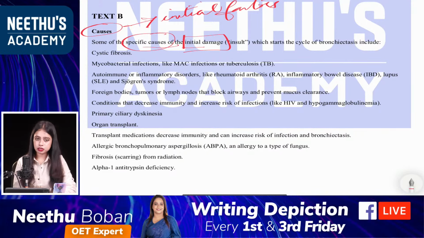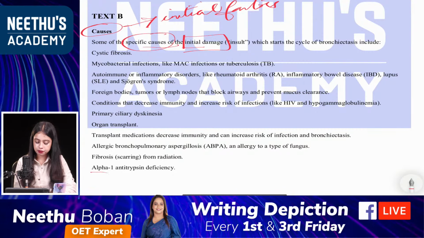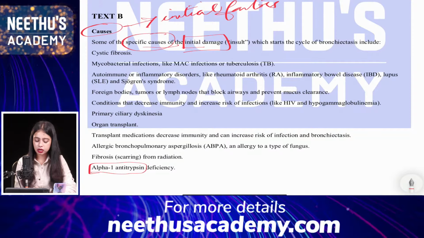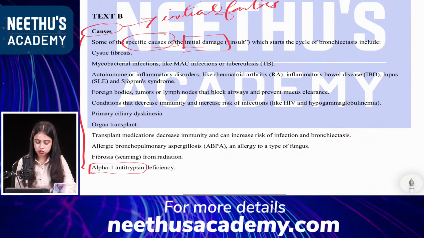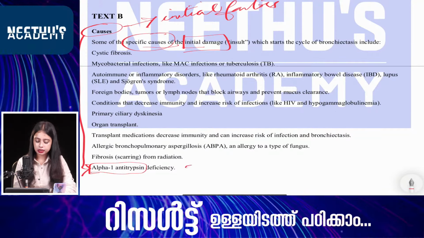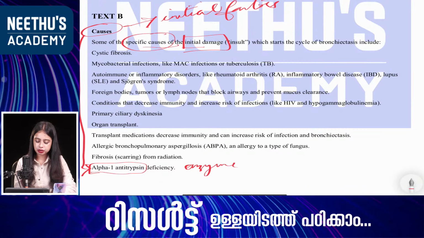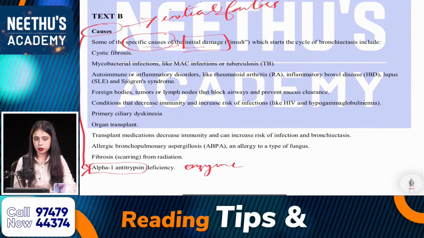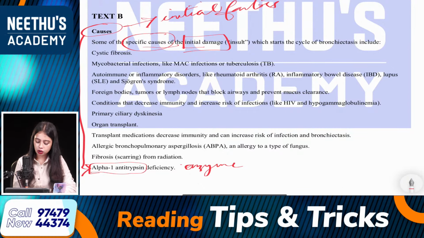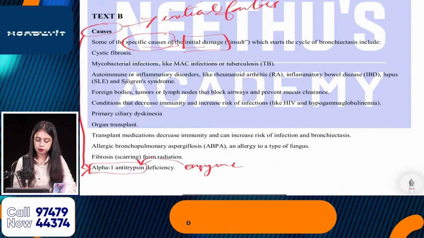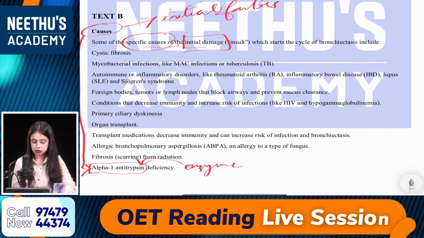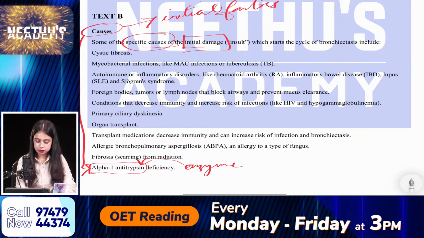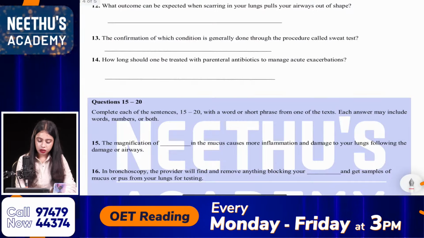Okay, so that answer is from the last line, alpha-1 antitrypsin. So that is the causative factor, which is an enzyme. Again, enzyme is not mentioned anywhere in this text, so it is an indirect question. With our knowledge, we should identify it is alpha-1 antitrypsin. So the answer is from text B, the last one. Then, next one.